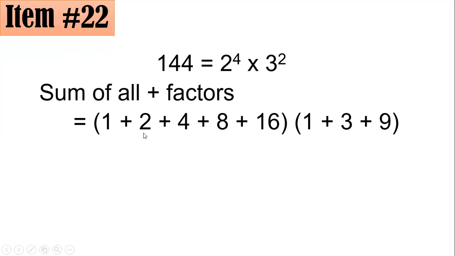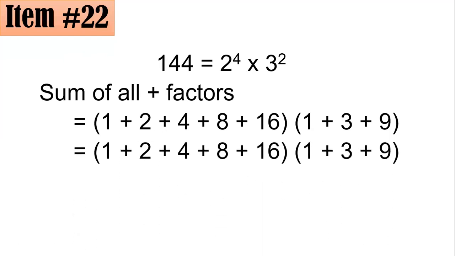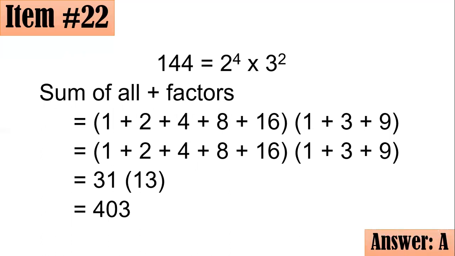So all you have to do next is simplify each of them. The first one simplifies to 31. The second one simplifies to 1 plus 3 plus 9, which is 13. And therefore, you have 31 times 13, which is 403. You can verify that with manual addition if you wish. Letter A is the correct answer here.